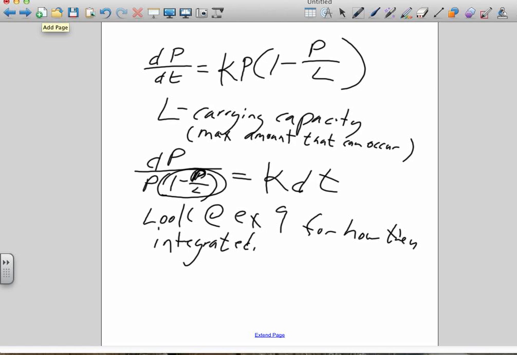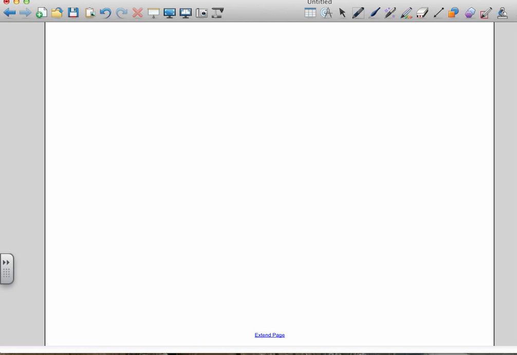And ultimately what it amounts to is you rewrite this as 1 over P plus 1 over (L minus P), which is where the partial fraction comes from. Okay, but let's cut to a short story. What happens when you do this is you end up with P, or whatever your variable is, equals L over 1 plus B. This comes from your constant of integration.